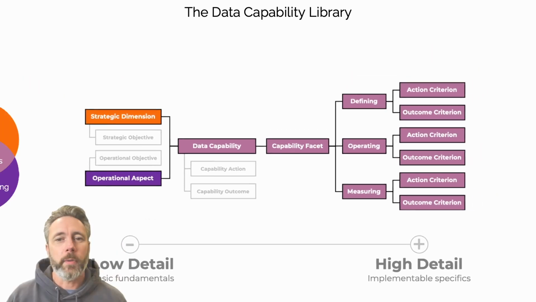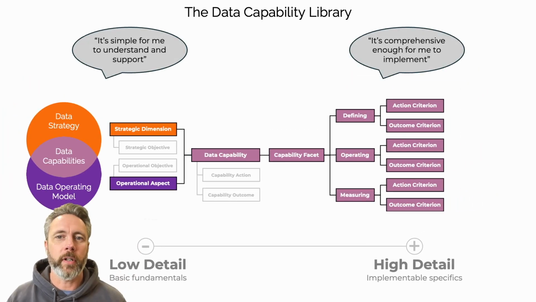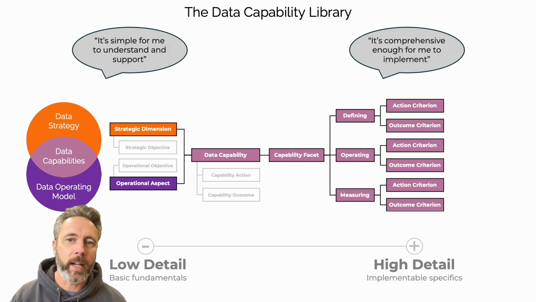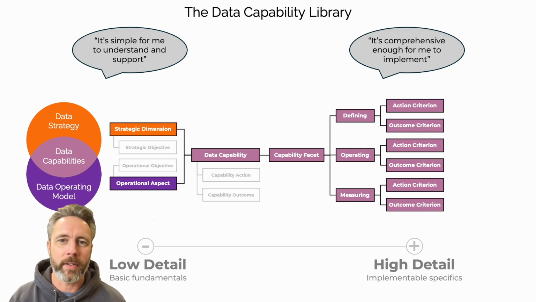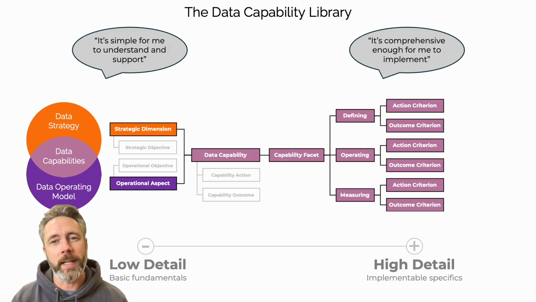So why does all this matter? Well, without this structure, organisations can tend to fall into one of two traps. They either produce something which is so high level that nobody knows how to act on it, or they produce something so detailed that nobody really understands and can support it. The Data Capability Library avoids both. It gives you simplicity without vagueness, but at the same time it gives you that detail without complexity.